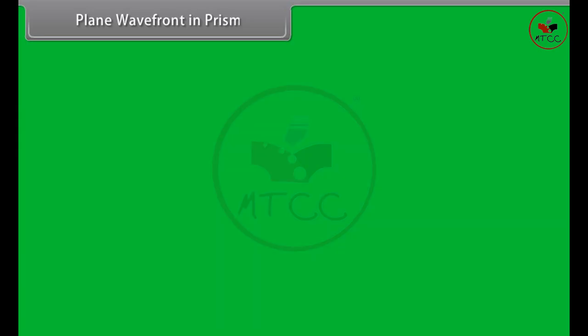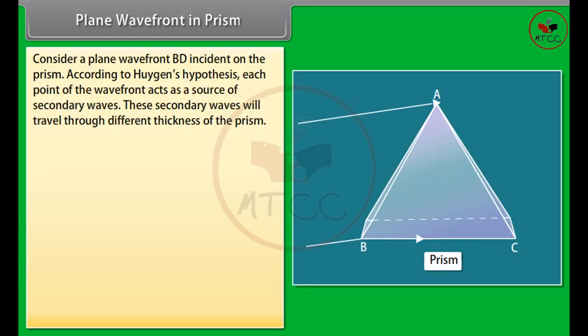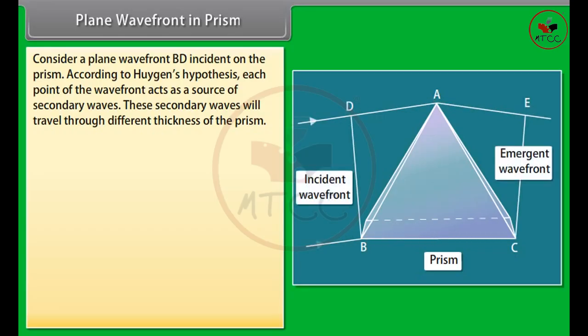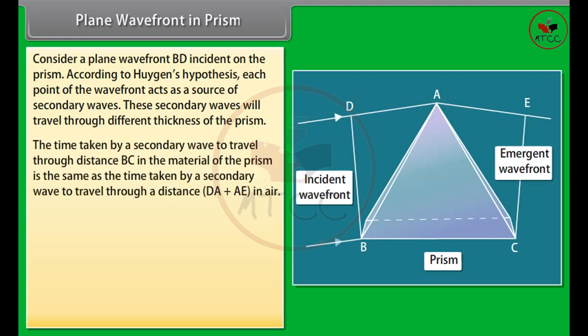Plane wavefront in prism. Consider a plane wavefront BD incident on the prism. According to Huygens hypothesis, each point of the wavefront acts as a source of secondary waves. These secondary waves will travel through different thicknesses of the prism. The time taken by a secondary wave to travel through distance BC in the material of the prism is the same as the time taken by a secondary wave to travel through a distance dA plus AE in air.